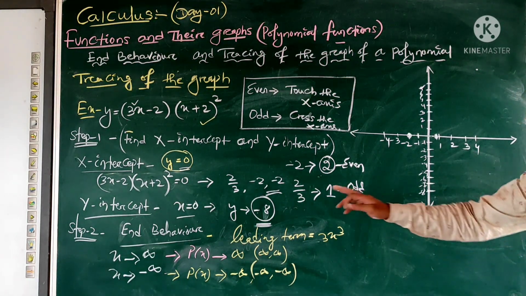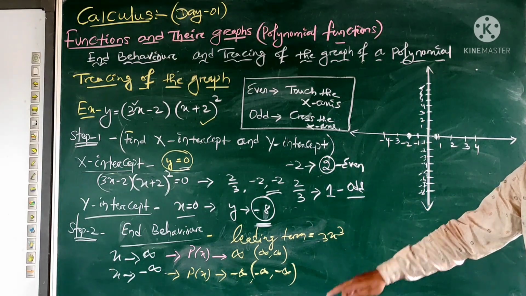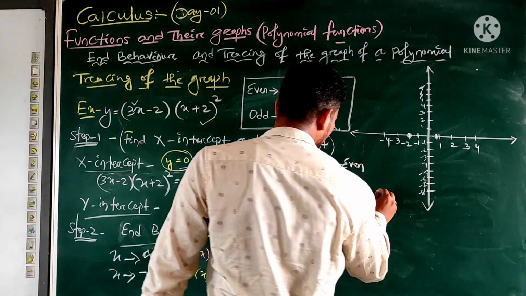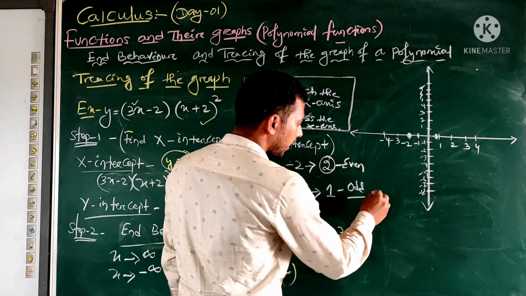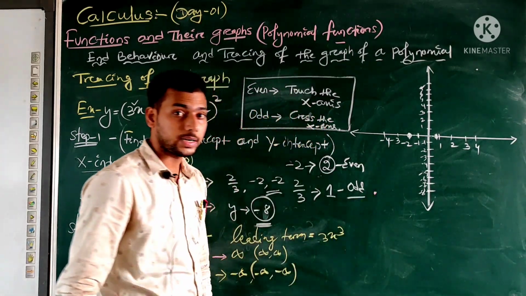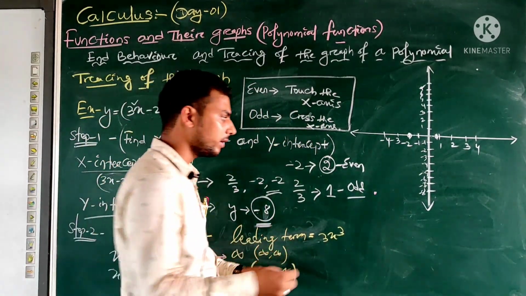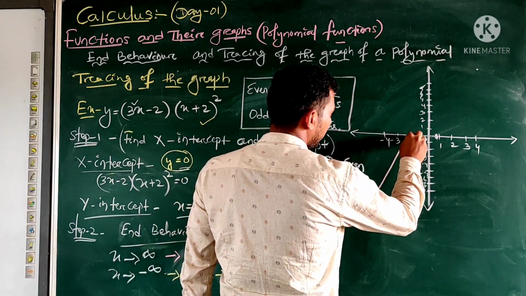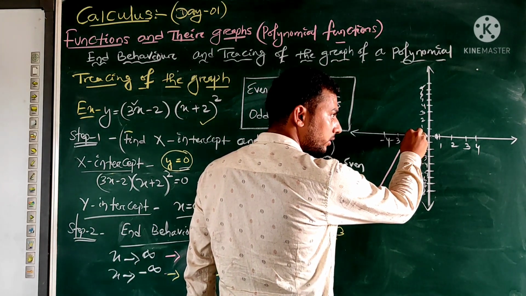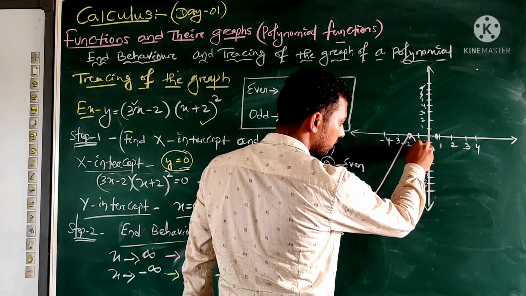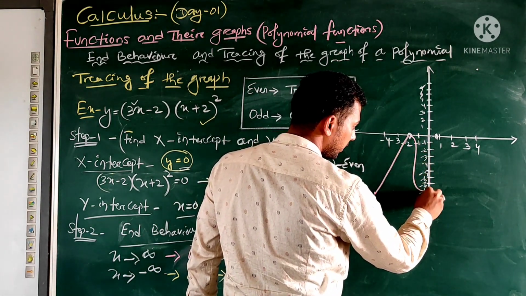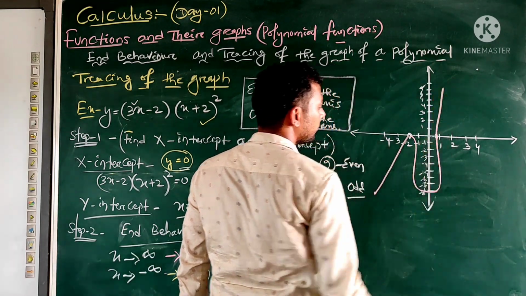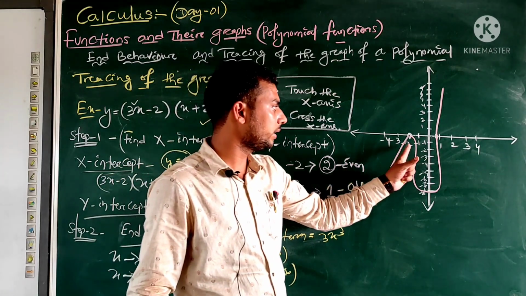Now we have to start from the third quadrant and end at the first. So we can start from here. The graph can be started from here, as we are just starting to trace the curve. Here we have to touch the x-axis, which means we have to return. Again we have to cross like here. Clear?